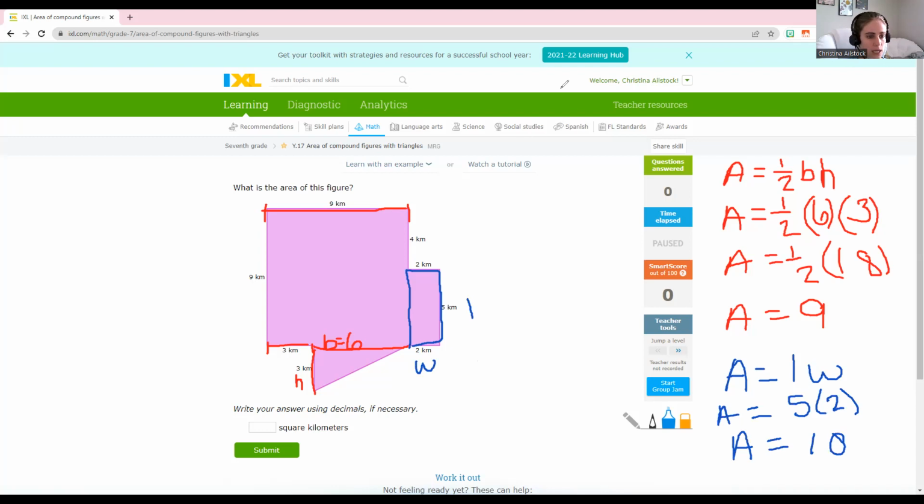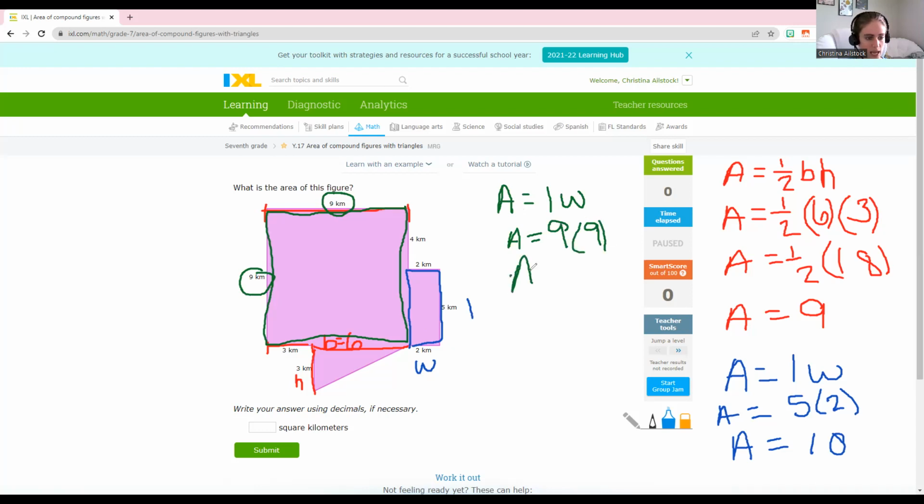All right, and last but not least, we have our large, what looks to be a square, but I need to look at the side length to see if it really is a square. Let me outline it in green so you guys can focus in on it. Sorry, I don't have very straight lines here. All the way across is 9 kilometers, and then up and down is 9 kilometers. So it did happen to be a square. Awesome. Area is equal to length times width. Area is equal to 9 times 9, which is 81.